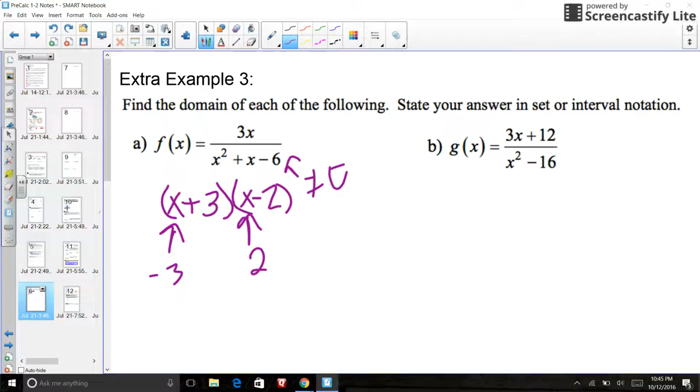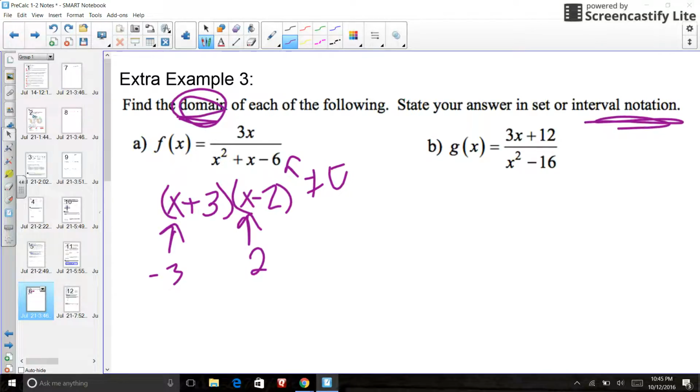Okay, so now going back to the original instructions, it says the domain. Well, your domain is your x values, so my x can be anything but negative 3 and 2. Now, a long time ago, last year, you could have just written x can't equal negative 3 or 2. But now we're taking it and putting it in interval notation.